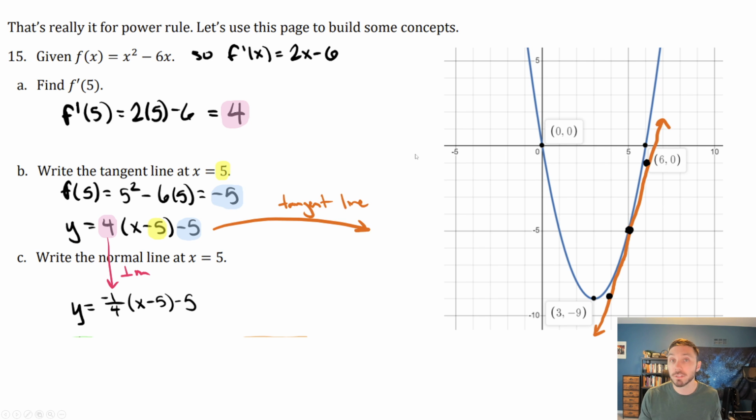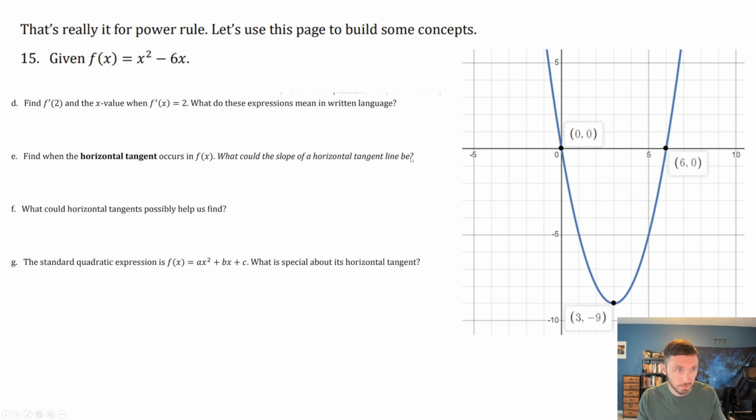But the bottom line is there's utility to this. This isn't just some random rule. What this gives you is the slope function, and then you can come up with the rate of change of that value, the instantaneous rate of change.